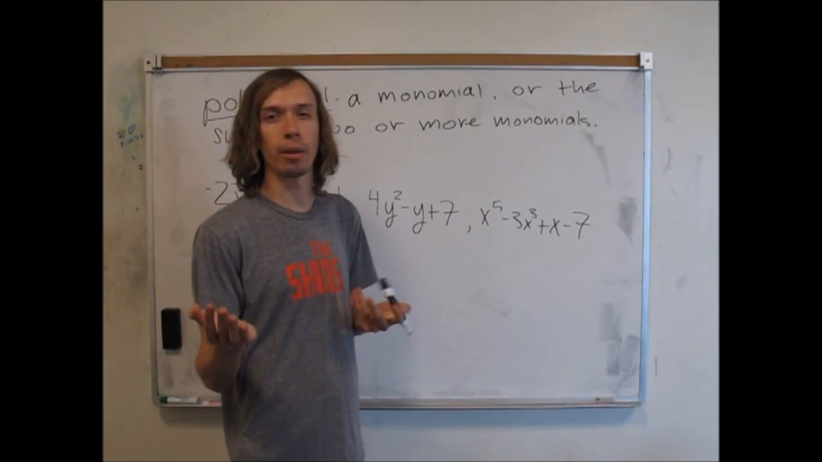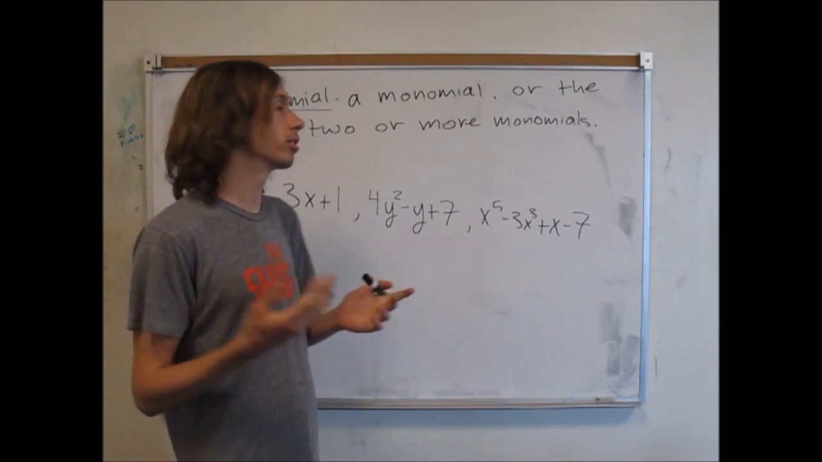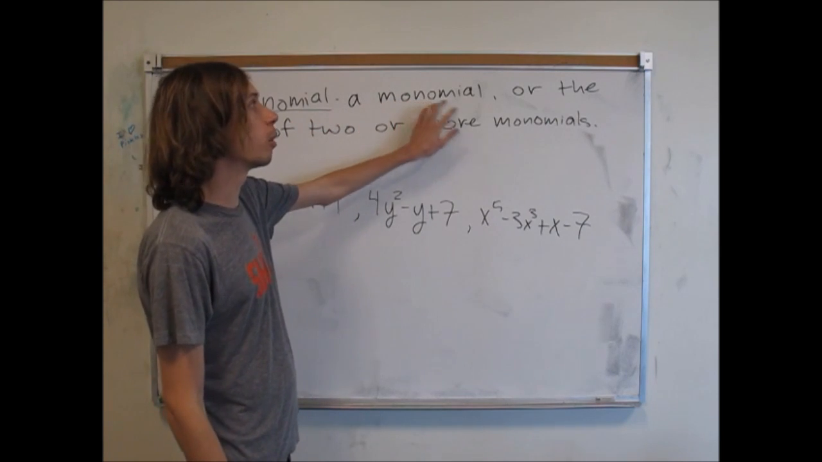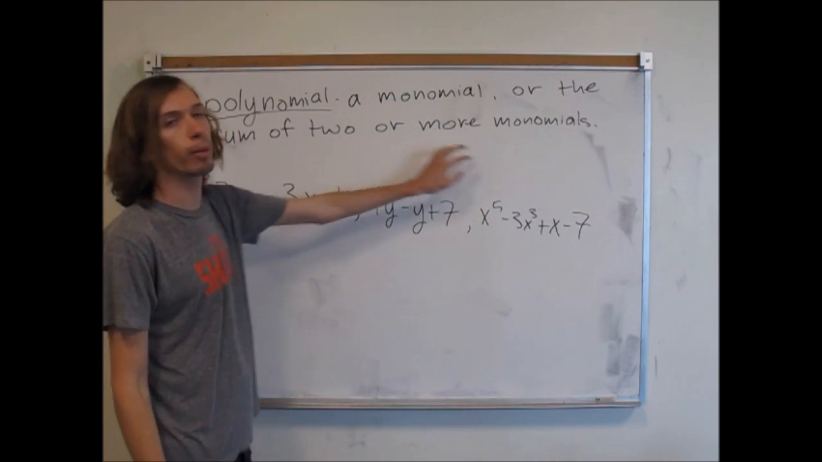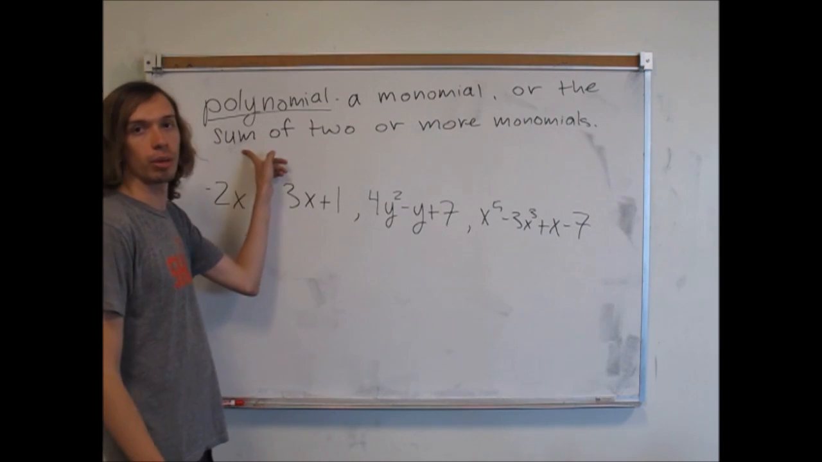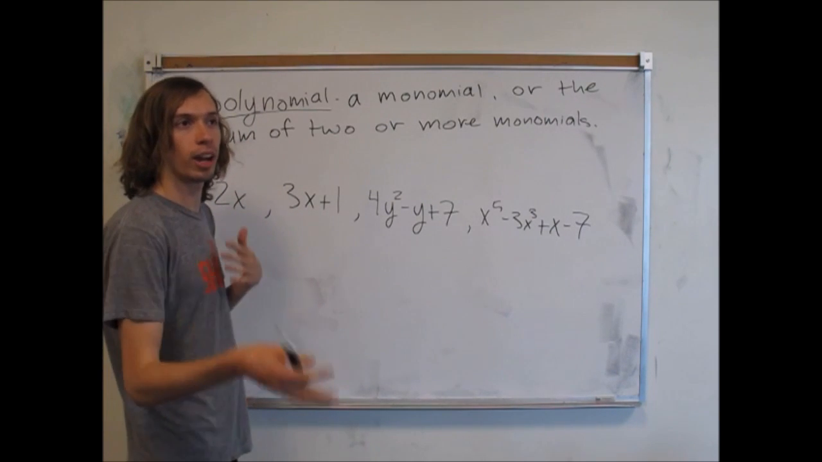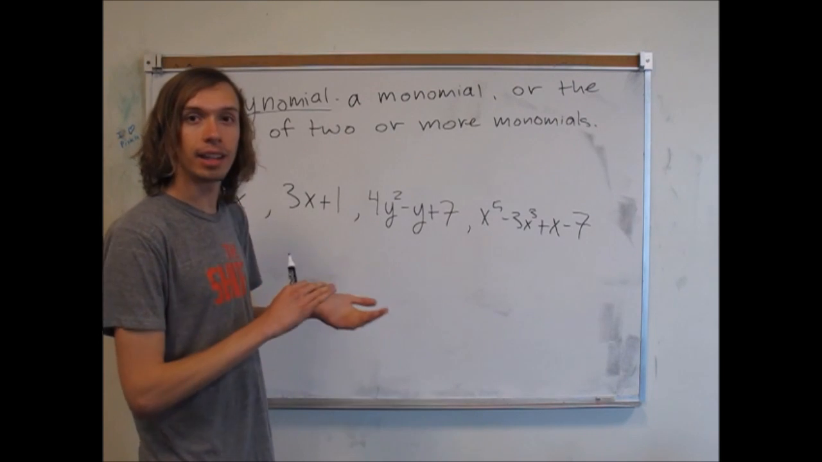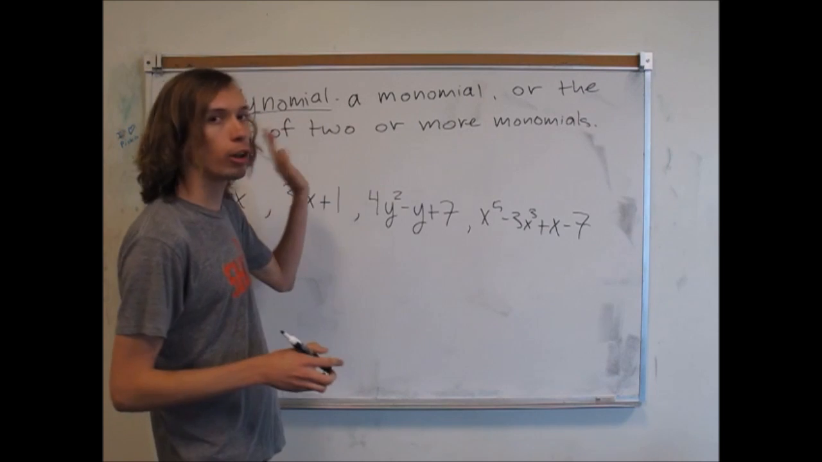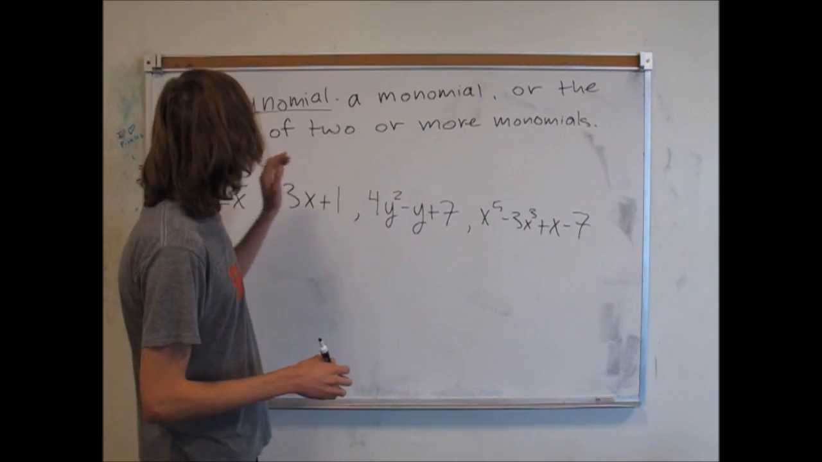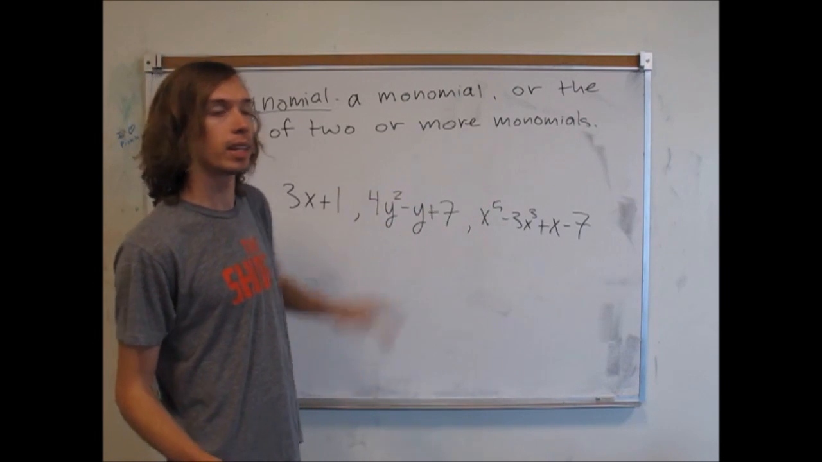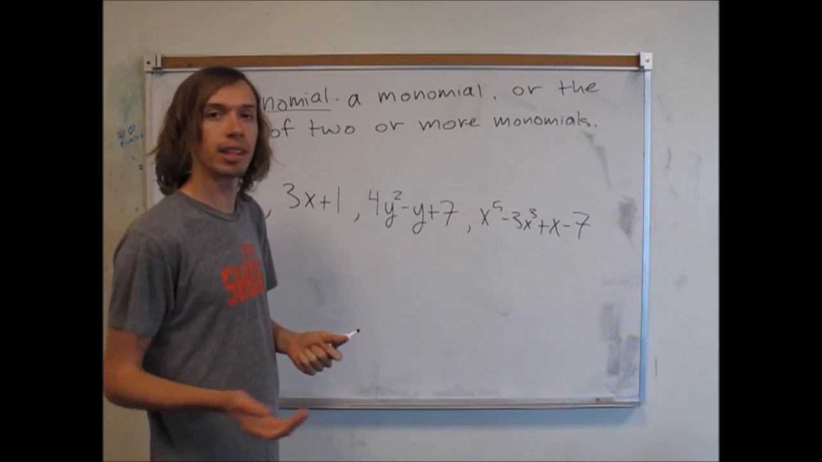Now that we're done talking about monomials, we can talk about what a polynomial is. A polynomial is a monomial or the sum of two or more monomials. And remember, when I say sum here, that means addition, right? But also remember that subtraction is the same thing as adding the opposite. So really this could say that a polynomial is a monomial or the addition or subtraction of two or more monomials.